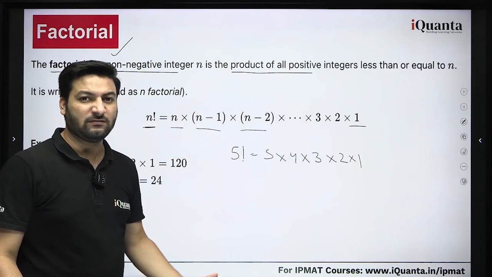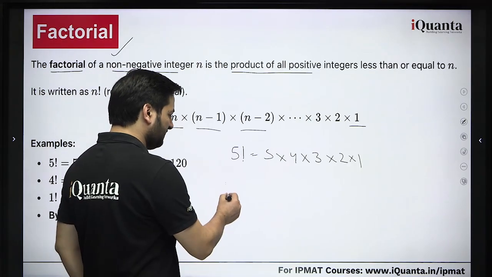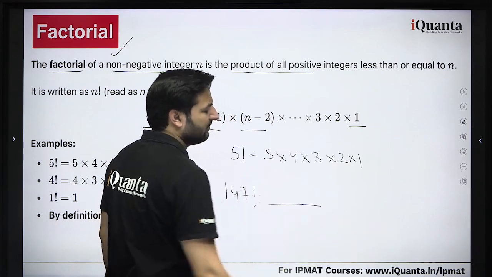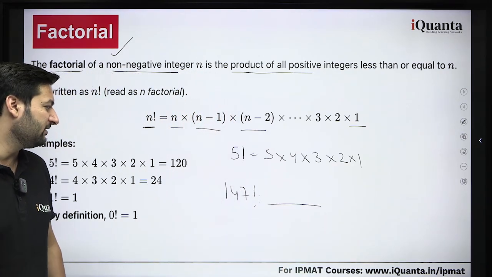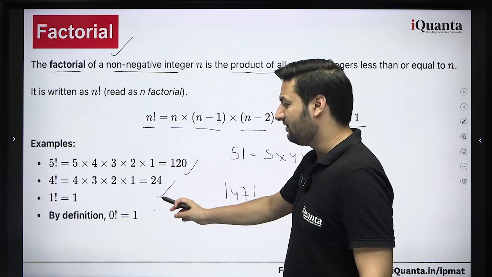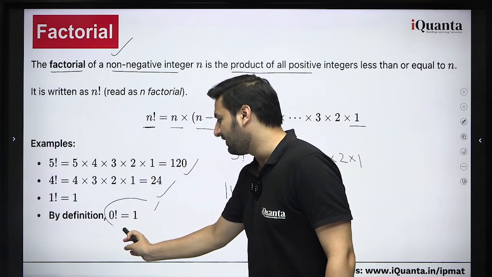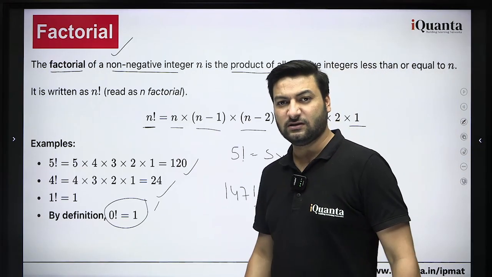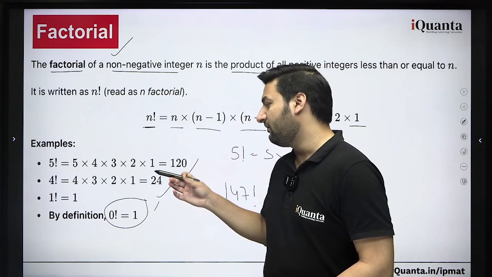Factorial values can be huge. If there is a big number, say 147 factorial, this can be a huge number. We cannot calculate the value straight away. So there are some examples over here, 5 factorial, 4 factorial, 1 factorial, and there is a very special factorial value, that is 0 factorial. 0 factorial is equal to 1 always. 0 factorial is also 1 and 1 factorial is also 1.